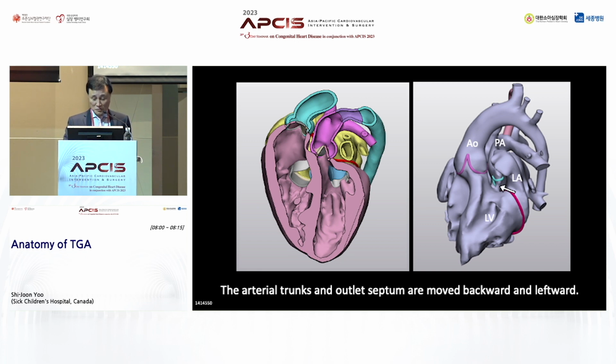So I need to push the 15, but the 5 minutes, I'm done.